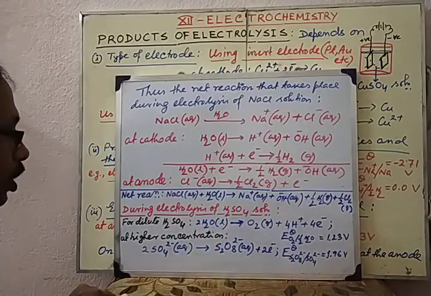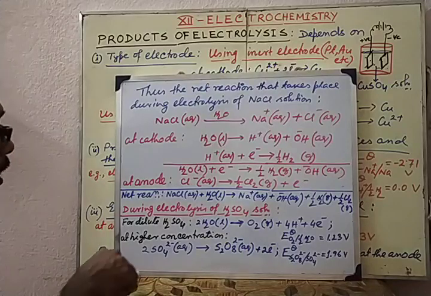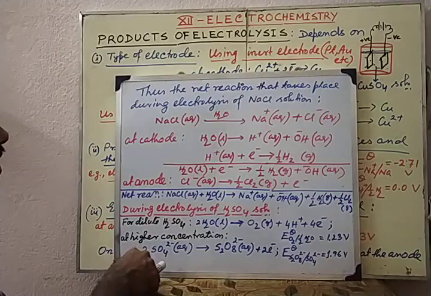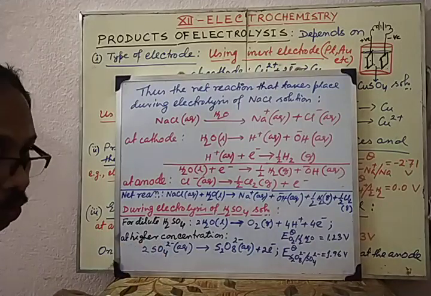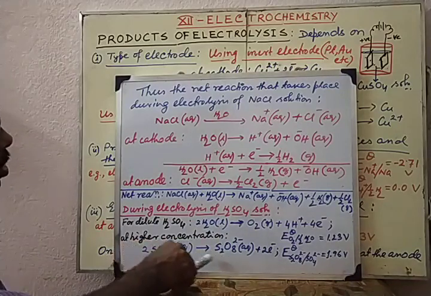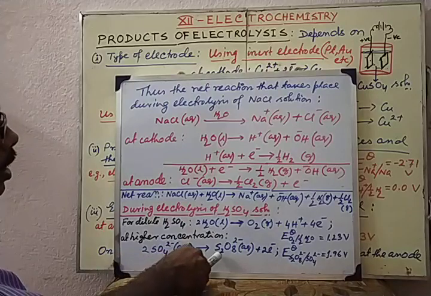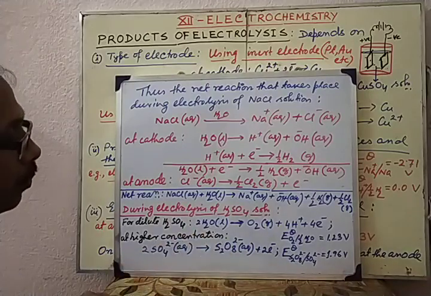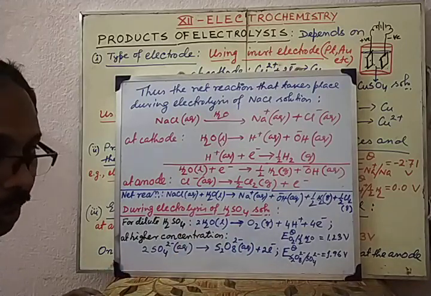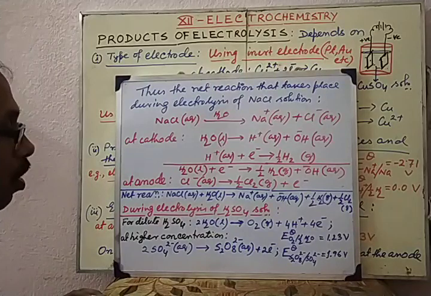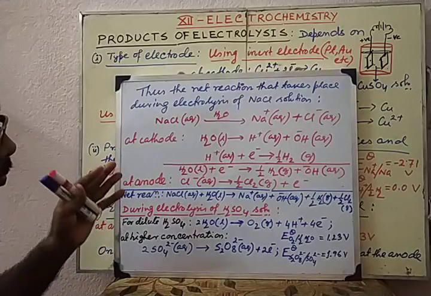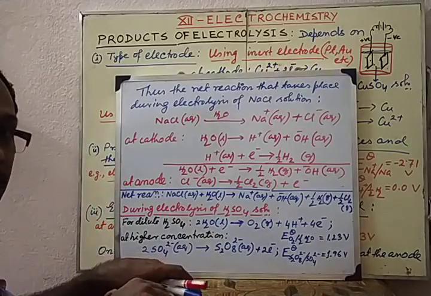But when the concentration of H2SO4 is higher, that means the sulfate ion concentration is sufficient, in that case discharge of SO4 2 minus ion takes place at the anode, and the reaction is SO4 2 minus changing to peroxydisulfate, S2O8 2 minus ion. The product actually becomes different due to different concentrations of ions in the solution. So in this way, the product of electrolysis depends on these factors. Thank you.